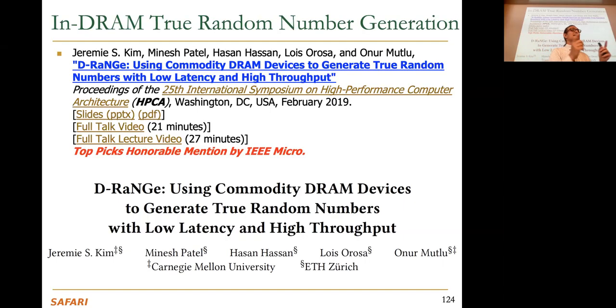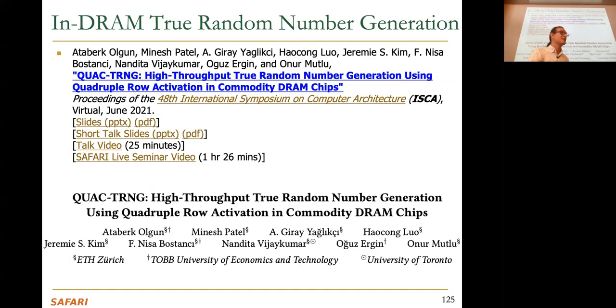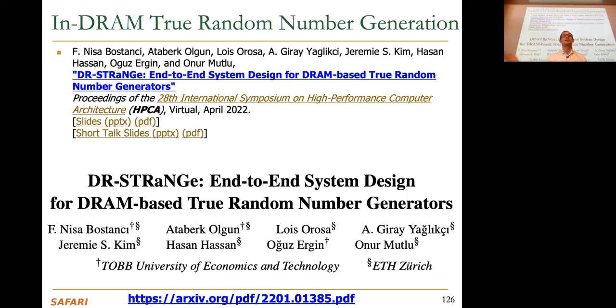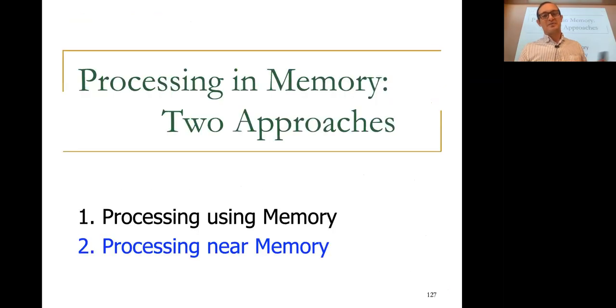So by exploiting the latency-reliability trade-off in DRAM, you can build PUFs and true random number generators. You can build better true random number generators. This is quadruple row activation that leads to a better true random number generator, it turns out. And you can build end-to-end system support to enable these true random number generators. So you can build a security substrate on the memory, just exploiting the operational principles of memory as well. There's more we can talk about, but I think we don't have a lot of time.